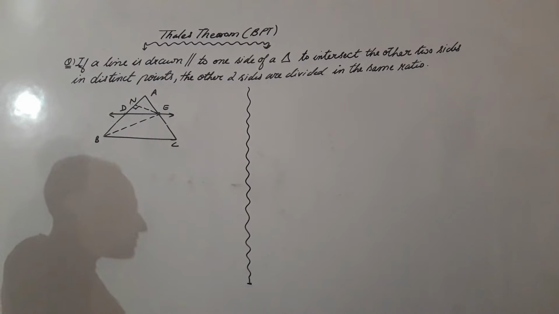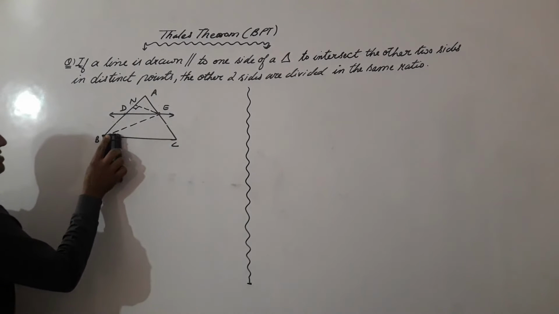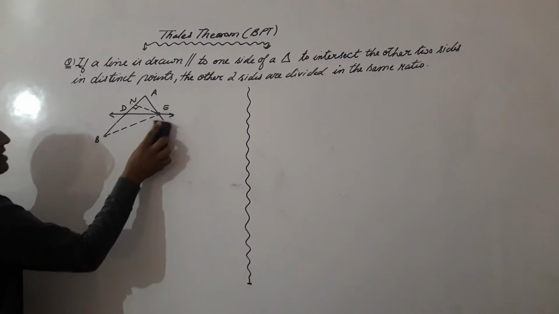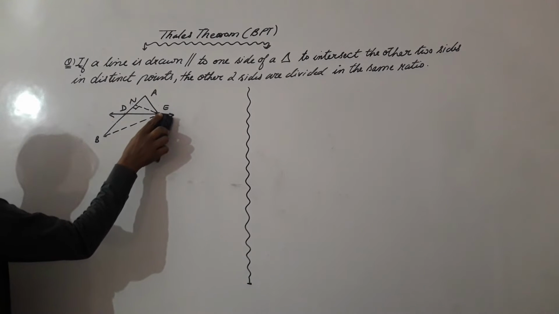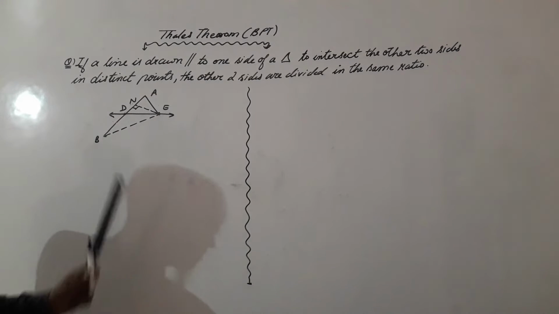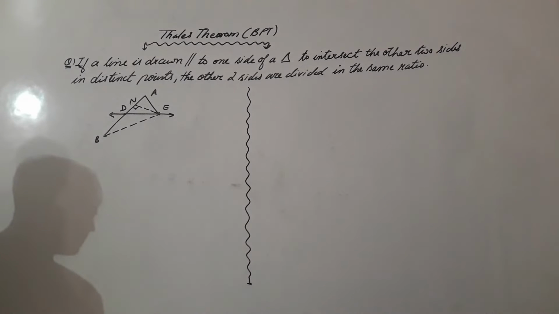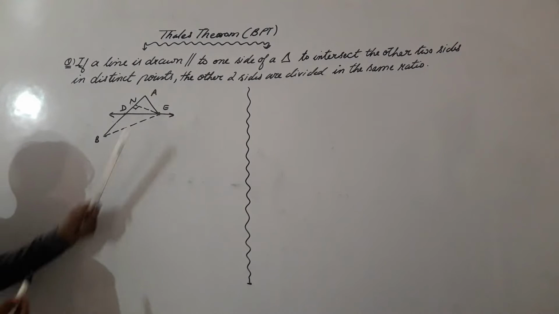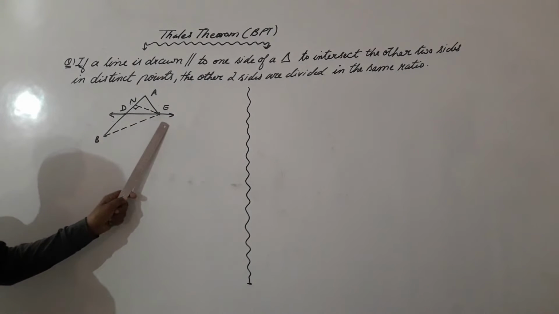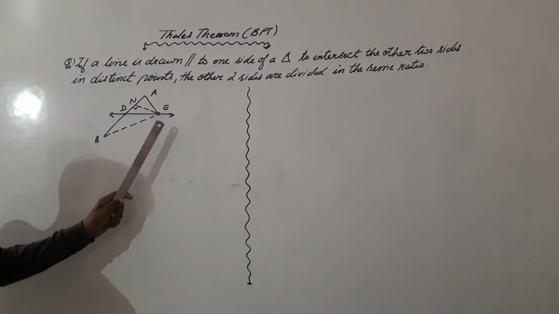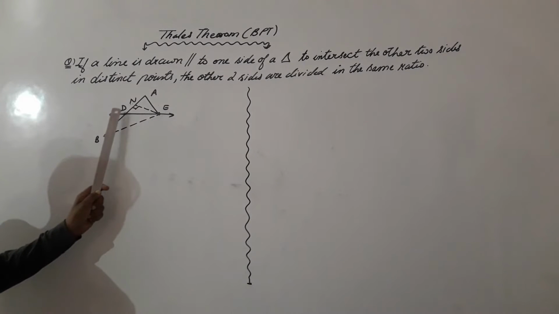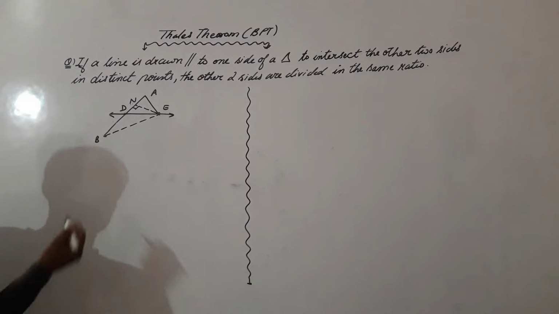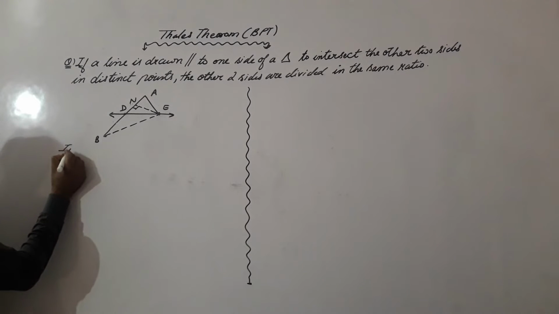Now let's make the sum easier to understand. First, we'll erase this section from here. Let's erase this point from here. Now do you see two triangles here? Which two triangles can we see here? We can see triangle ADE and the second triangle BDE.